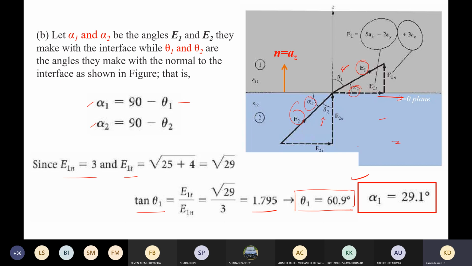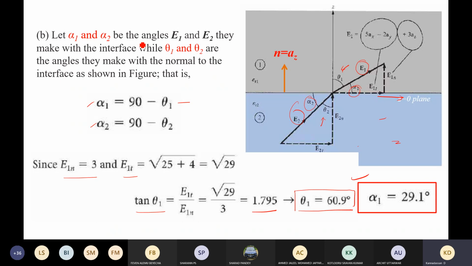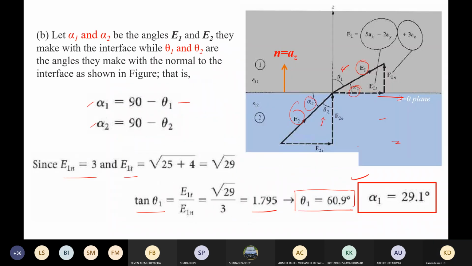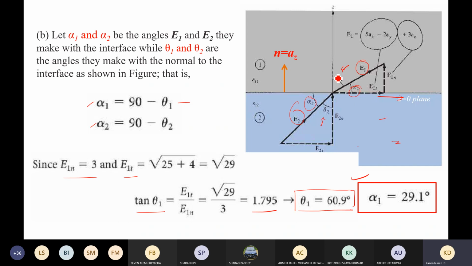So this is very simple. And the second one, we can do the same way. You have both the normal component and the tangential component available, and you are going to take the ratio of them. The same calculation we can do another way; this is one way.